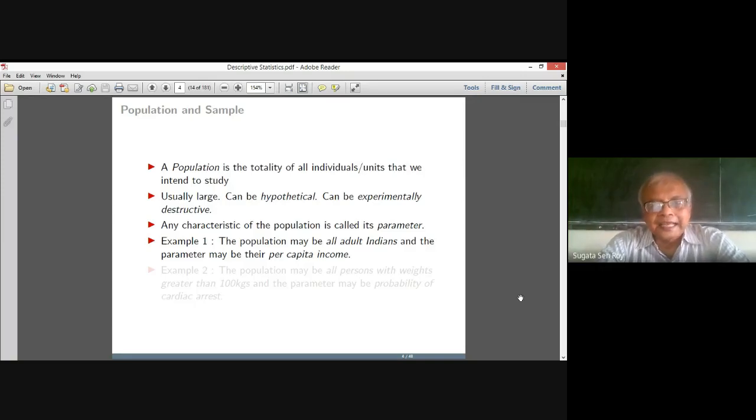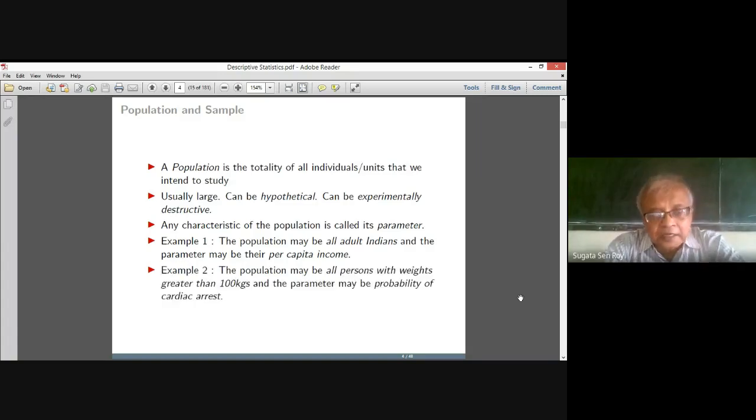Parameter is like, if I'm looking at all adult Indians, the parameter may be their per capita income. What is the average income of Indians? That is a population characteristic. That is the average income of 1.3 billion Indians. Okay. So you know something about mean. Okay, I'll come to mean anyway. So we call it the parameter because it characterizes the population.